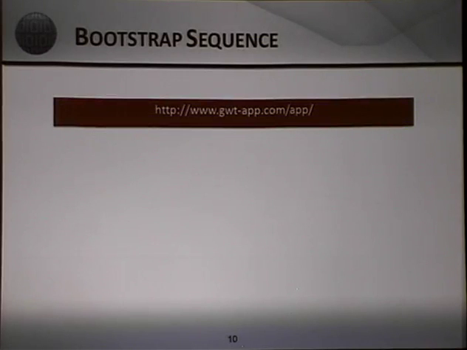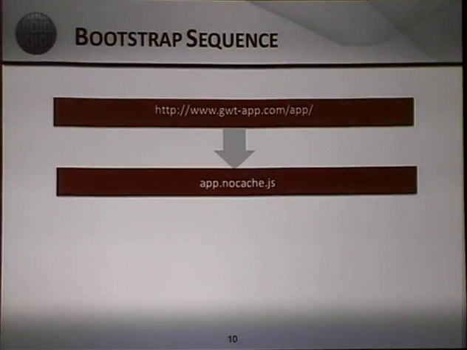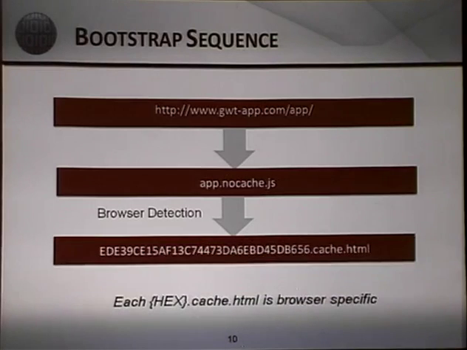So now let's talk about the bootstrap sequence. When the user makes a request to the GWT application, the first thing you're going to see is that it's downloading a nocache.js file. What this nocache.js file is really doing is just running some JavaScript code that detects your browser. Then it's going to download a cached HTML file, depending on the browser. There are going to be numerous cached HTML files for different browsers, and the cached HTML file actually contains all of the JavaScript for the front end.